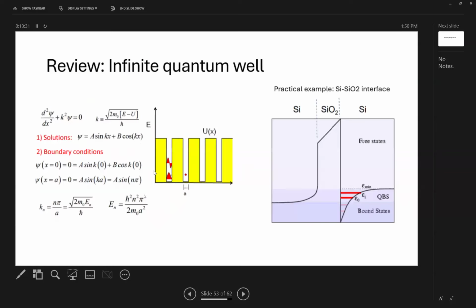So we talked about finite well, infinite well, but how can we see it in a practical system? So I hope you guys know about MOSFET and its operations, right? So in a MOSFET, we have a gate, then we have oxide, and then we have semiconductors, right?